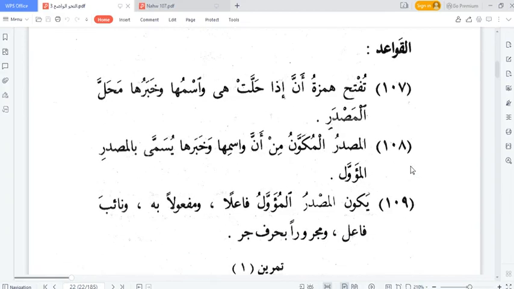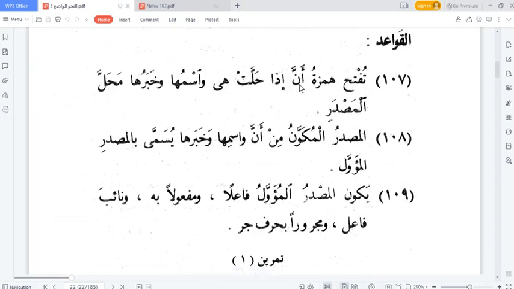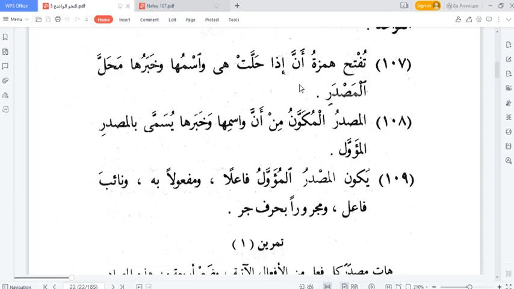So the coin that says that tuftahu hamzatu anna idha hallat hiya wasmuha wa khabaruha mahall al masdar. It says that when anna and its two ma'mul, meaning ismu anna and khabaru anna, when they can be replaced with a masdar, then that anna will be taken fatha. It will be given fatha. I hope you get. So that's it, because inna can be written there or anna can be written there.